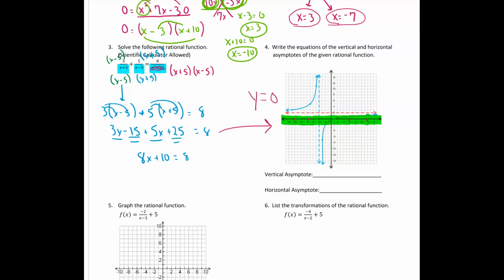And now my goal is to solve for x. So first I'm going to subtract the 10, and that gives me 8x on the left side and negative 2 on the right side. And then I'm going to divide by 8 and divide by 8.